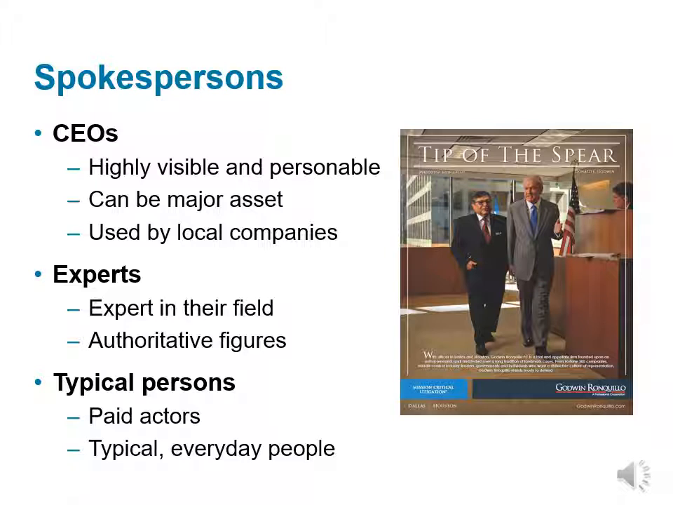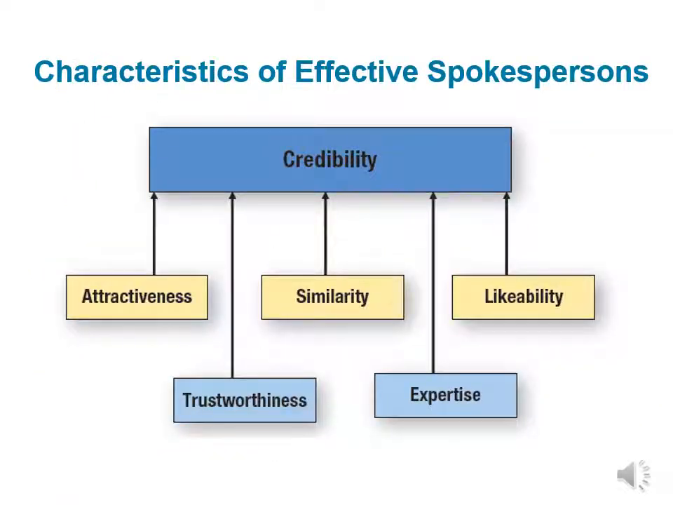They then serve as authoritative figures and can provide expert opinions. The last category is typical persons. They can be either paid actors who portray a typical person, or everyday, ordinary people. In evaluating sources, companies and ad agencies consider several characteristics. The effectiveness of the spokesperson depends on her degree of credibility.